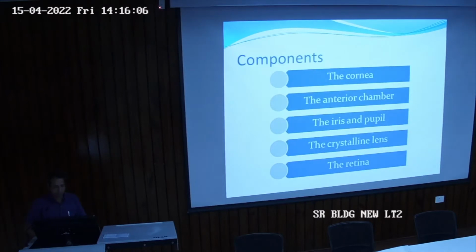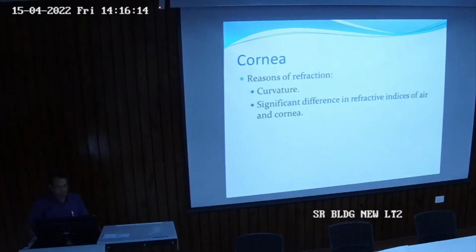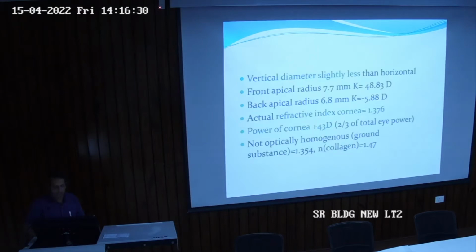The components of the refractive system: the cornea, anterior chamber, iris and pupil, crystalline lens, and retina. Cornea is the region of refraction due to its curvature and the significant difference in the refractive index of air and cornea. These two factors cause the refraction at the level of cornea.